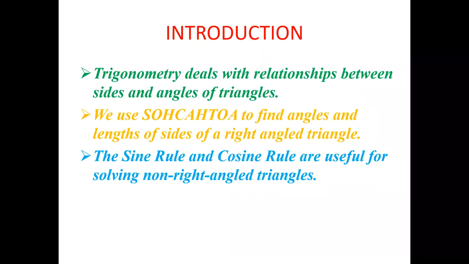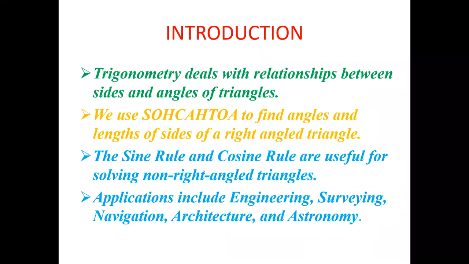But if you come across triangles which are not right-angled, to find their angles and even the length of the sides, you cannot use SOHCAHTOA. Instead, use what we call sine rule and cosine rule. So trigonometry is very important, and it is applied in engineering, surveying, navigation, and astronomy. So this is a very important topic in our day-to-day life.